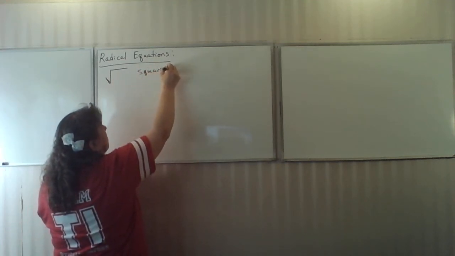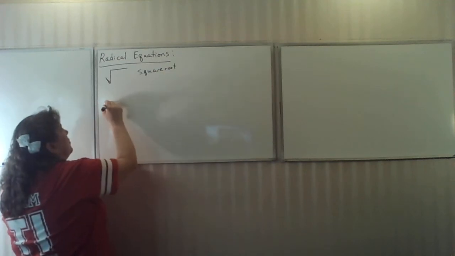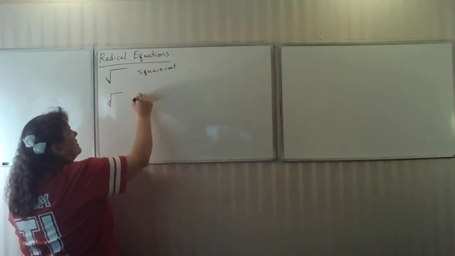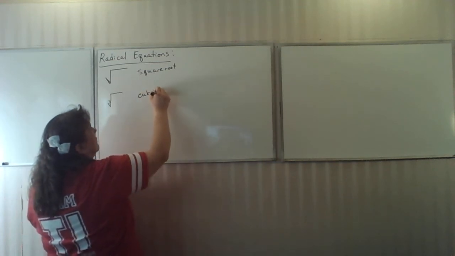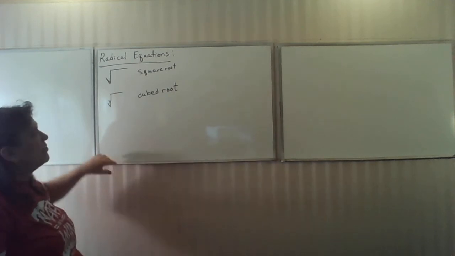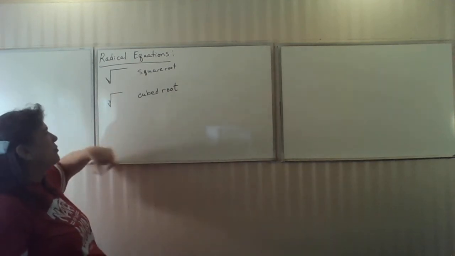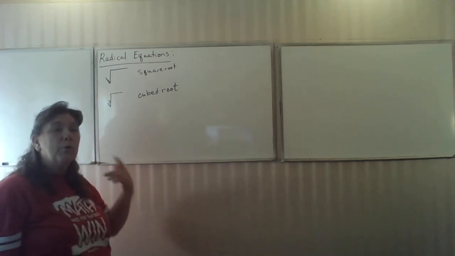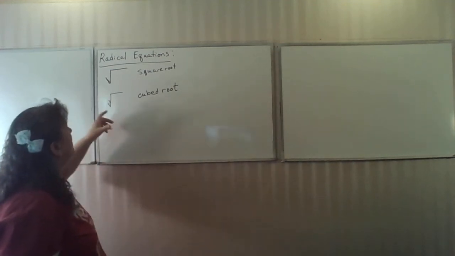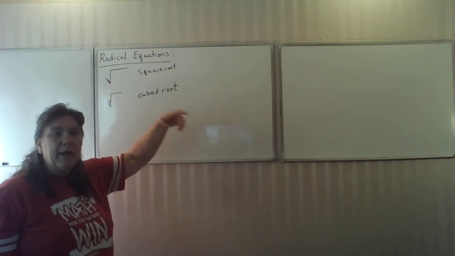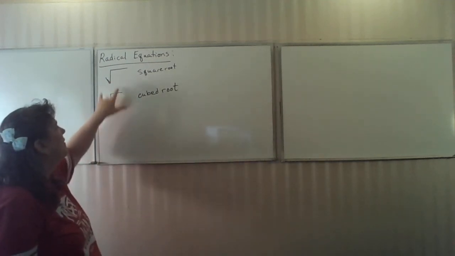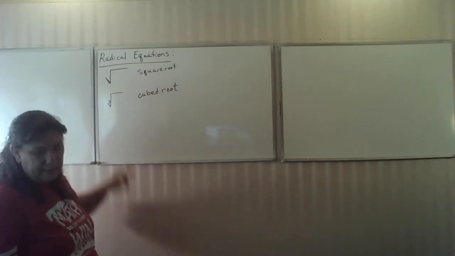Okay? If we put a number in the ditch, such as a 3, now this is a cubed root. Okay? In these equations, we're not going to actually do the square roots or the cube roots. What we're going to do is undo those roots so that we end up with an equation to be solved that doesn't have any radical in it.